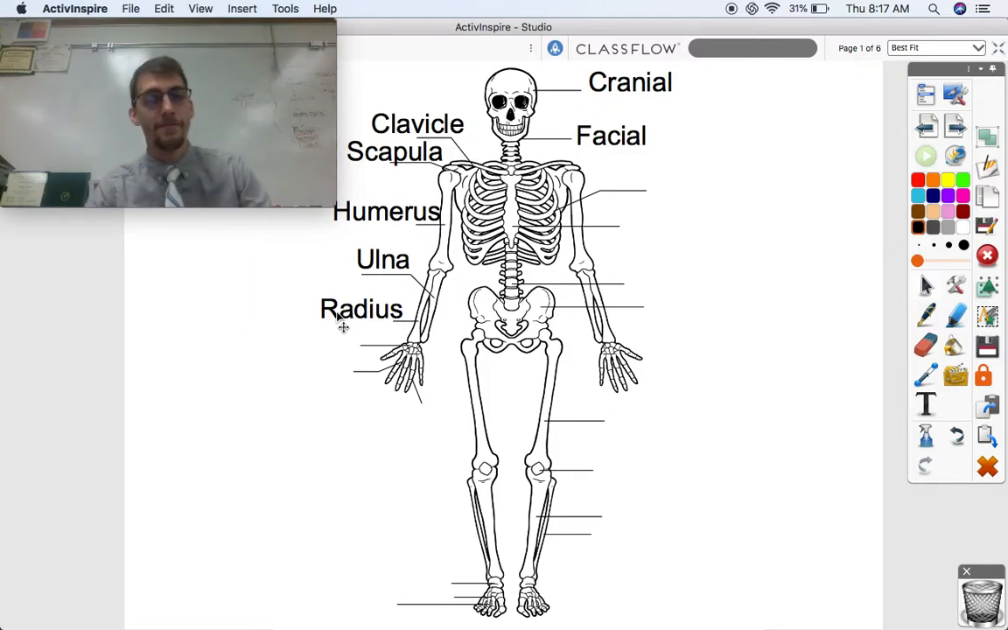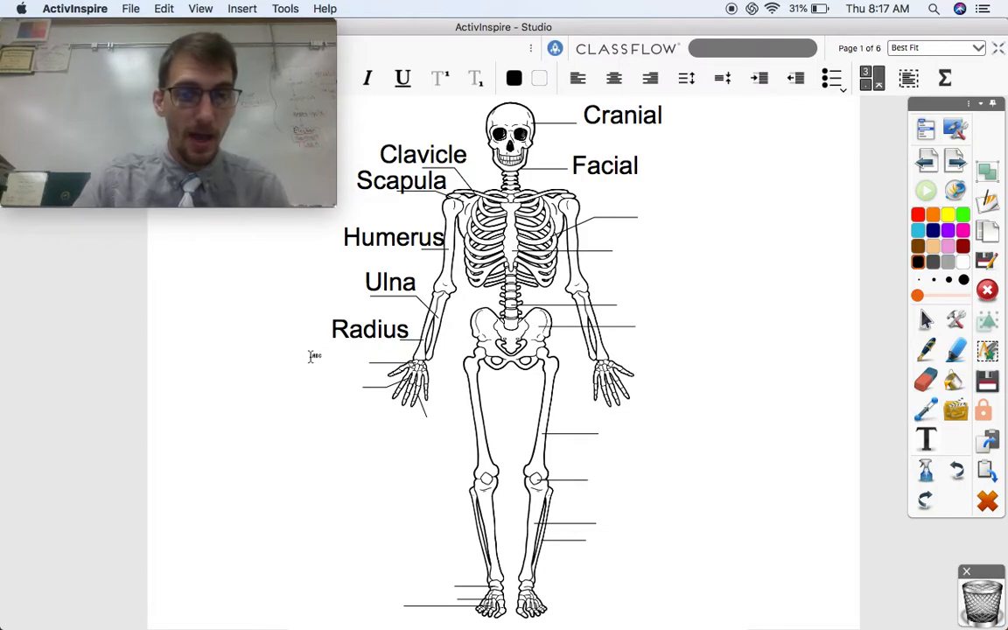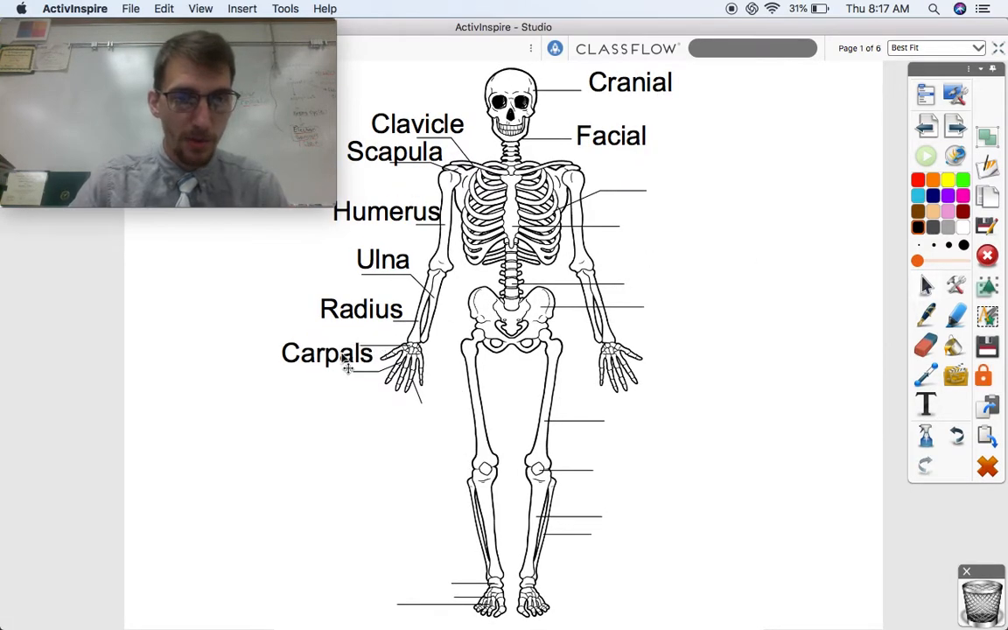All right, moving on from there: humerus, ulna, radius. We get into the wrist bones over here. I'm going to use sanitizer after I touch those things. The wrist bones over here are called the carpals. The carpals make up the wrist bone, as in carpal tunnel syndrome.